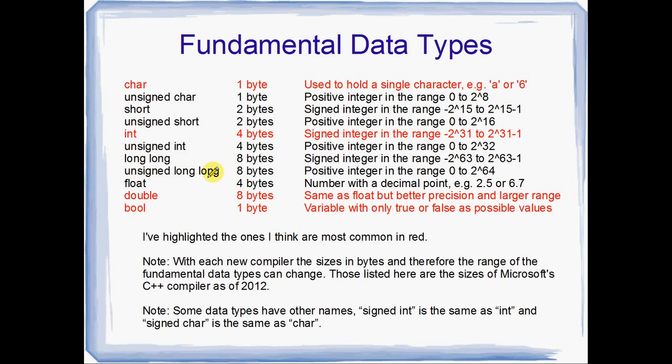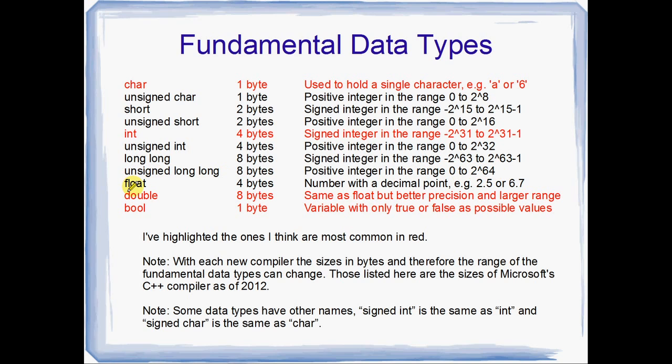Next we've got unsigned long. So you've basically got signed and unsigned versions of all of these ints. Yeah, 1 byte, 2 bytes, 4 bytes, or 8 bytes, and you can choose signed or unsigned. Anyway, unsigned long is a positive integer in the range from 0 all the way up to 2 to the power of 64 minus 1.